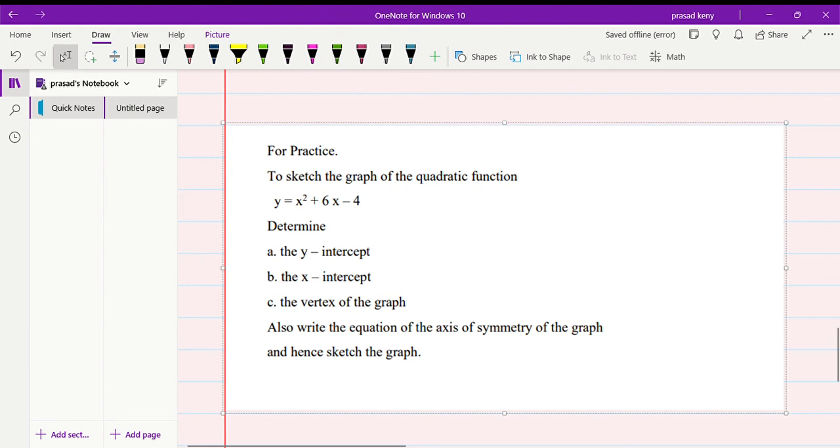Okay. So in the next class, we will sketch some more graphs where the x square coefficient a is not 1. Then how to sketch it, I will show it to you.